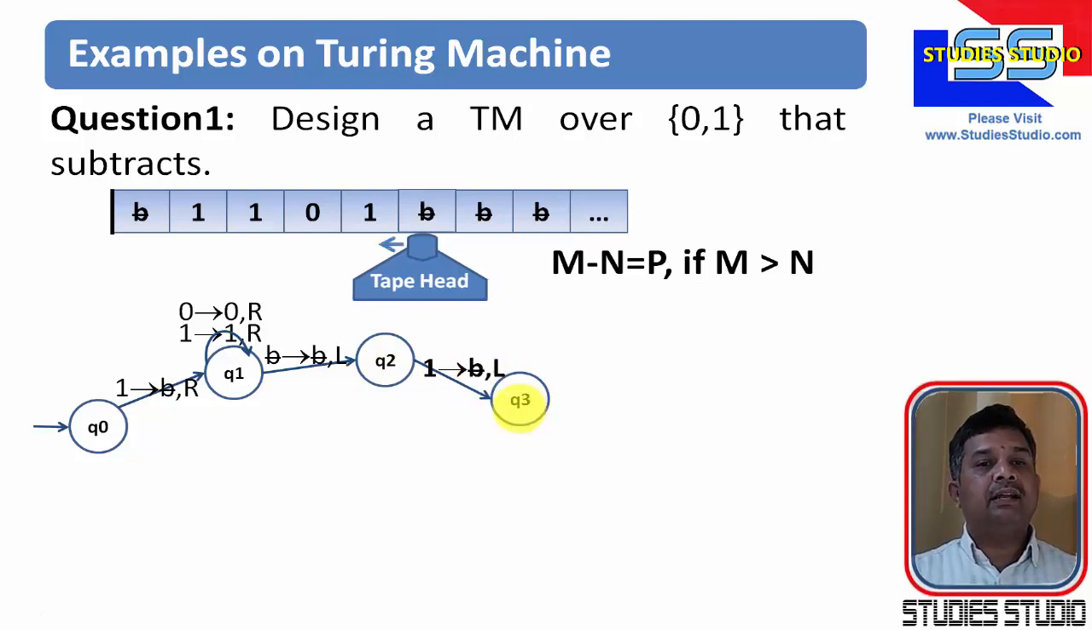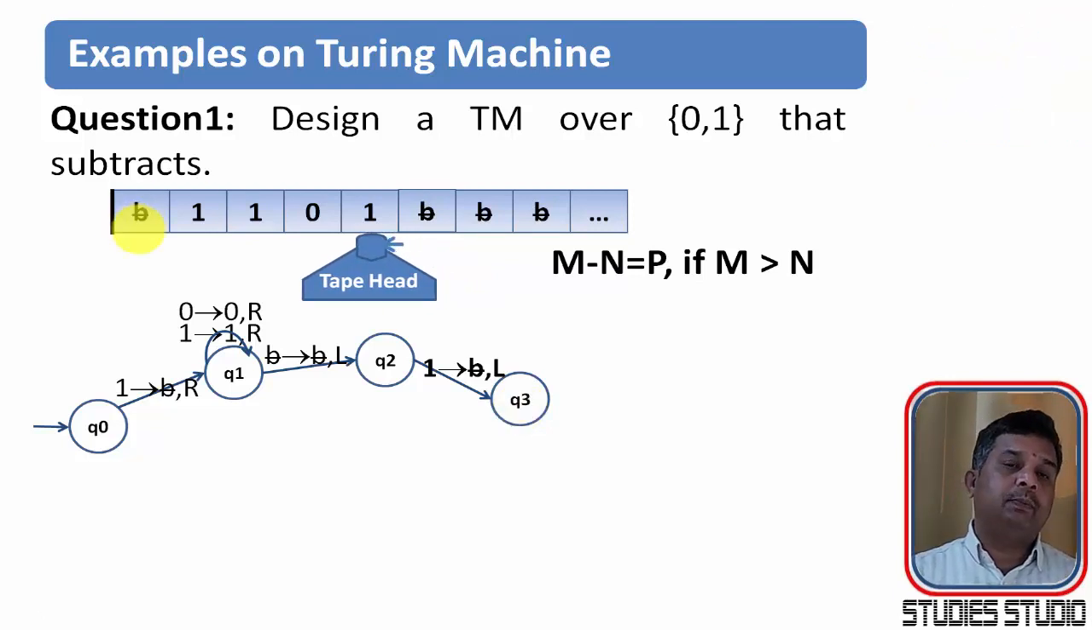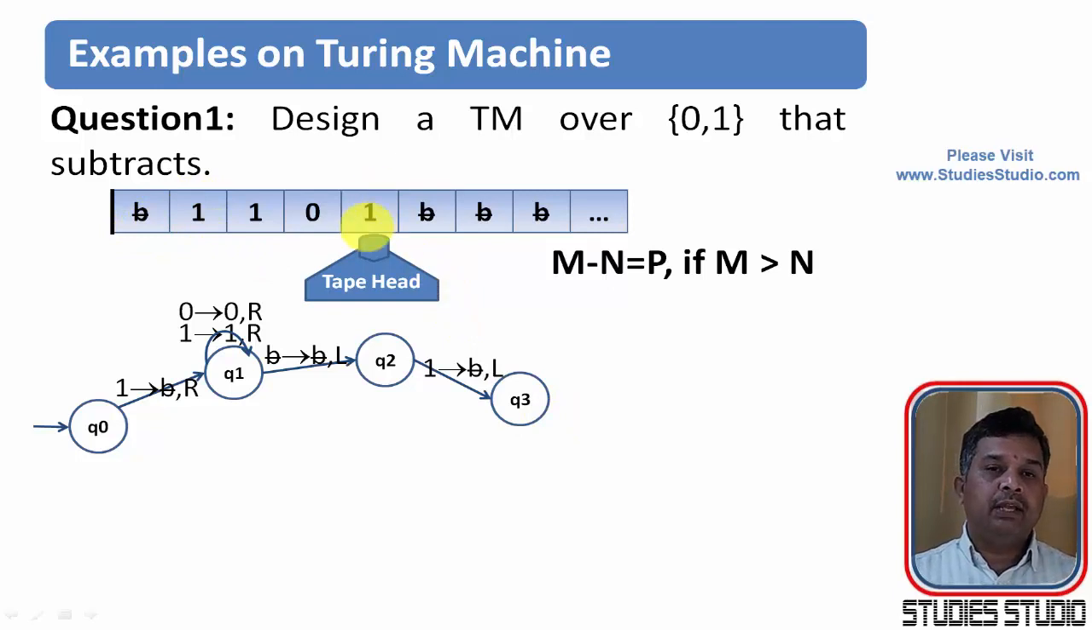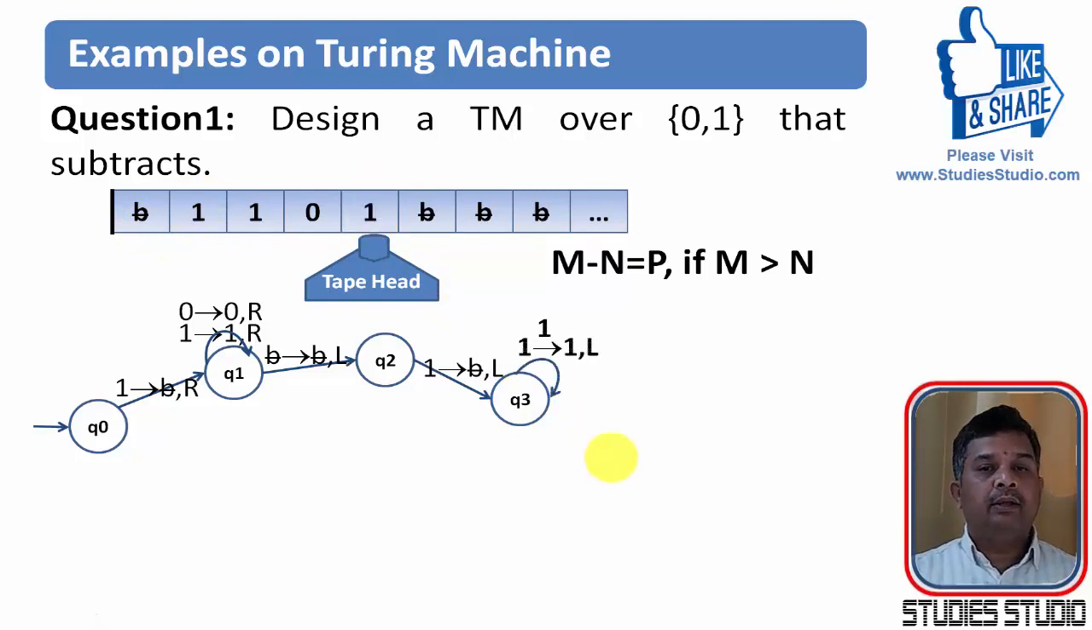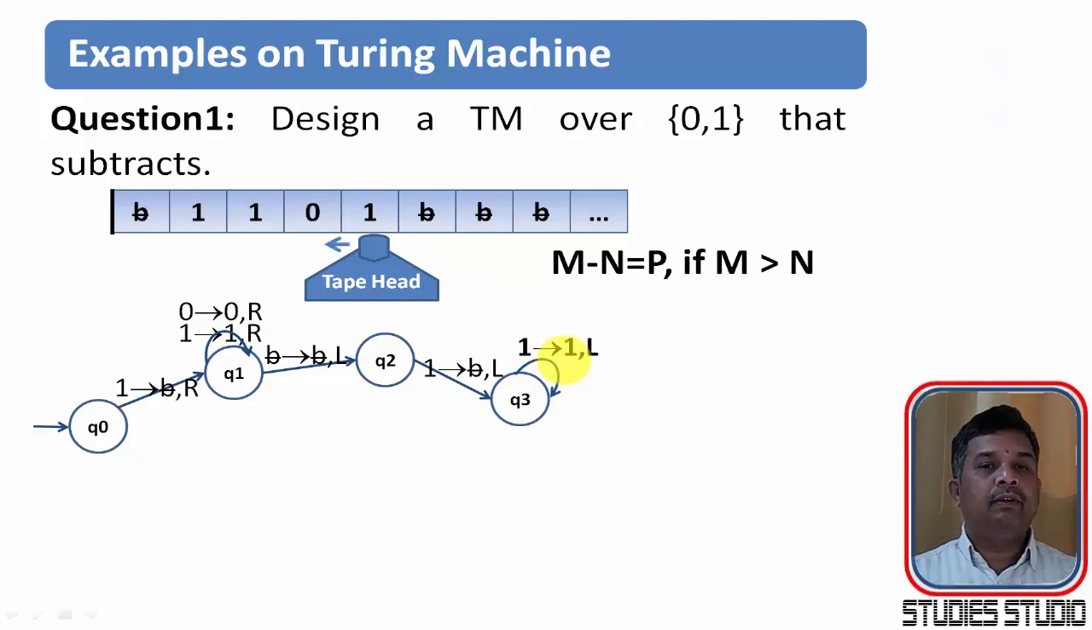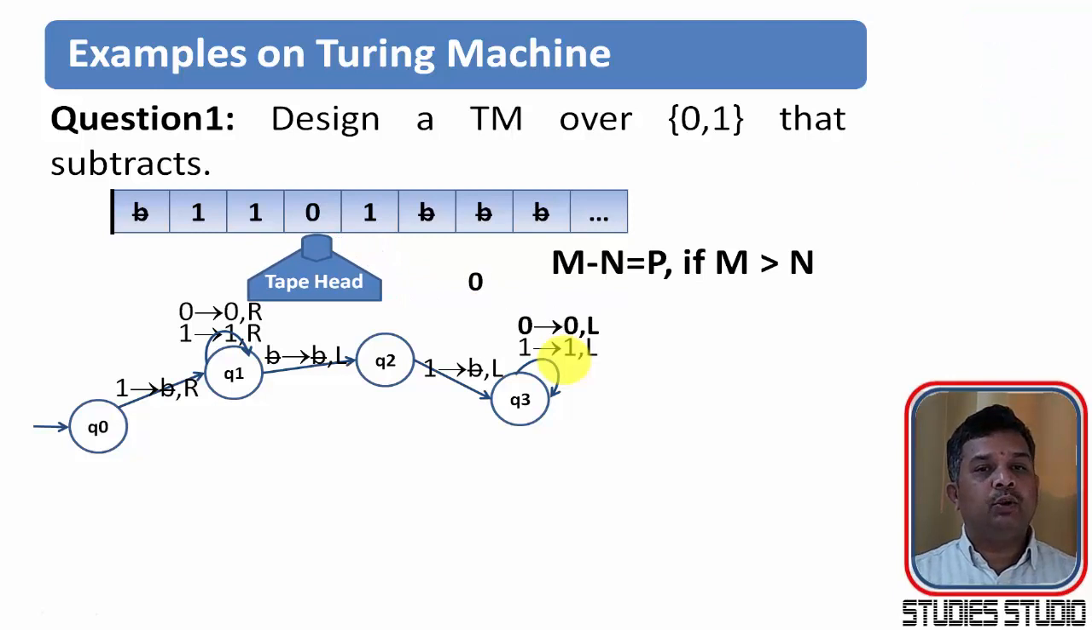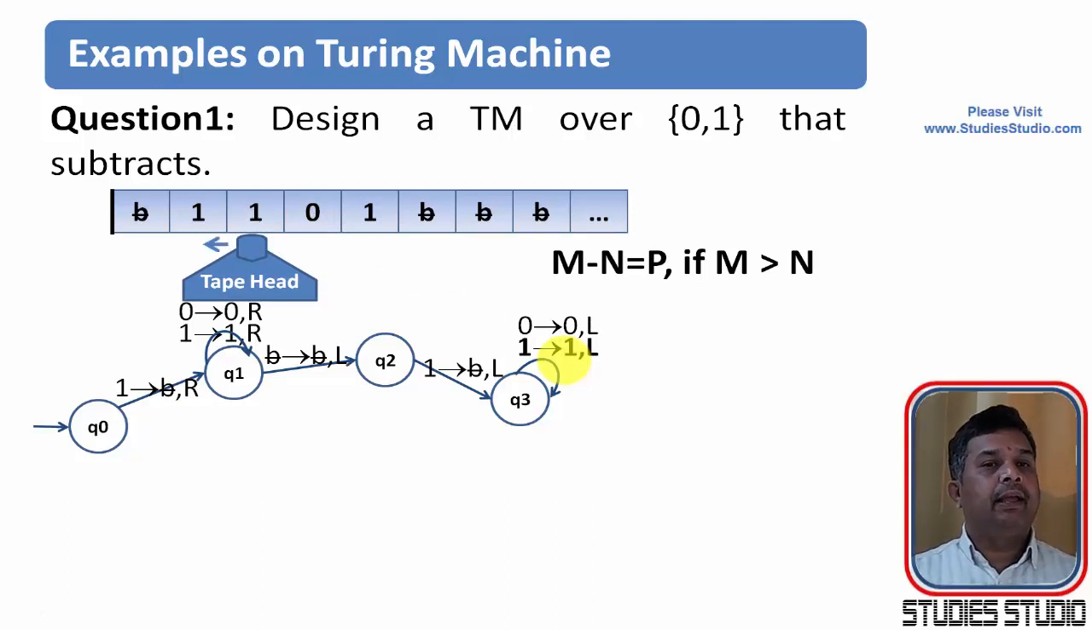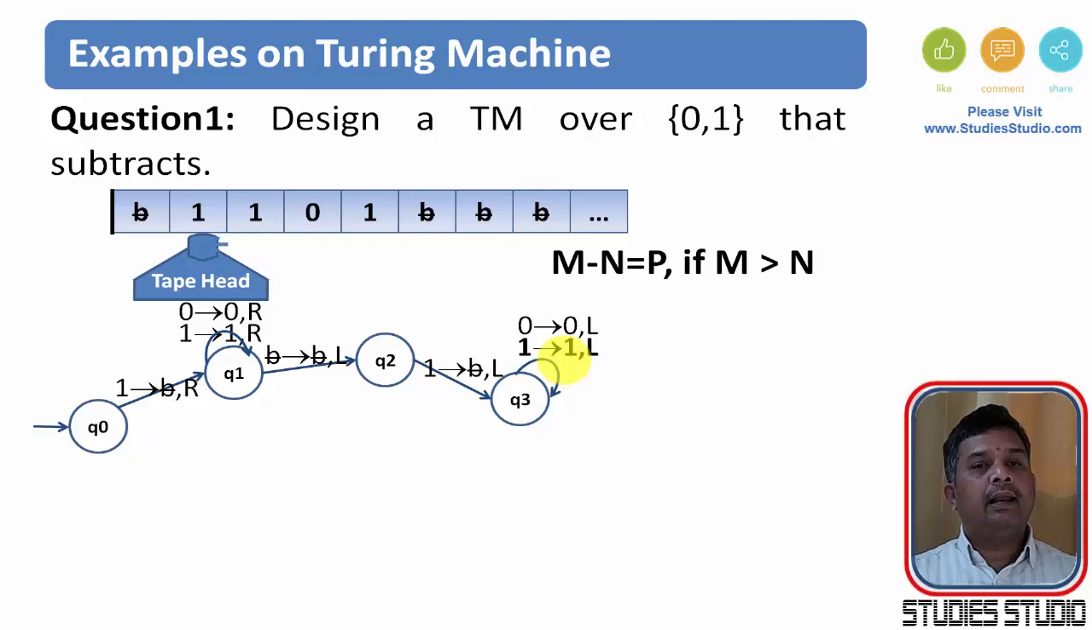Now how long will I keep moving left? Till the first blank, and then I'll move right to get the number. Here you see I got a 1. So whenever a 1 appears, I'll write 1 onto the tape, move left. Here I got a 0, I'll write 0 onto the tape, again move left. Again I am getting a 1, I am writing 1 onto the tape, again move left. Again I am getting a 1, I'll write 1 onto the tape, again I'll move left.